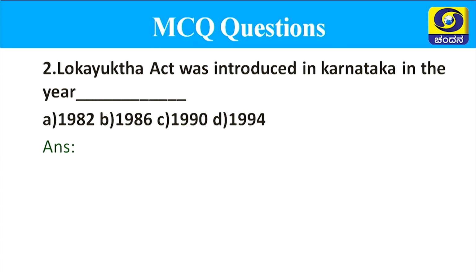Second question. Lokayukta Act was introduced in Karnataka in the year dash. Four options are there. The first one is 1982, A option. B option 1986. C option 1990, and D option 1994. Student, find out the correct answer. These are most important questions. B option is the correct answer. Lokayukta Act was introduced in Karnataka in the year 1986.